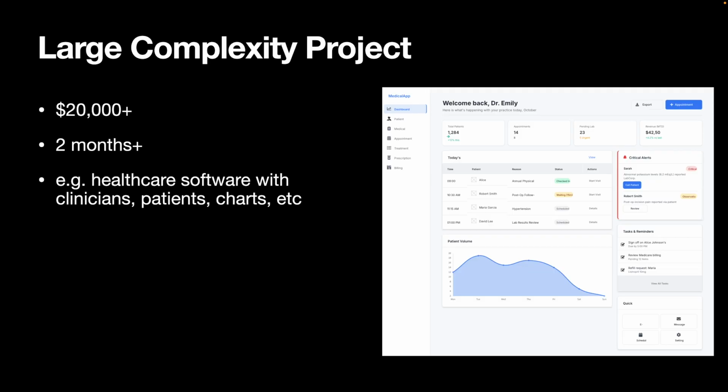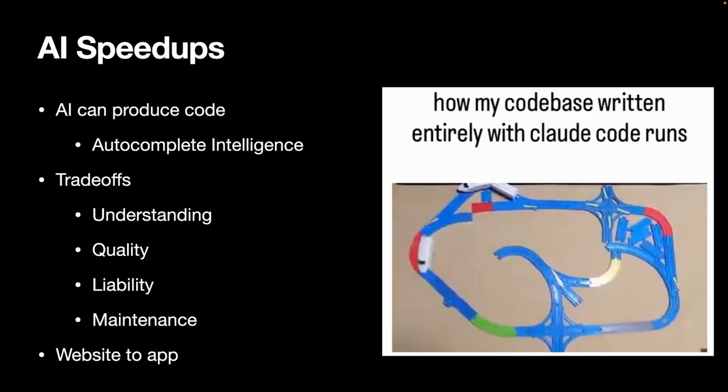For example, this healthcare software, which has clinicians, patients, charts, medical history, appointments, prescriptions, billing. So you can see by limiting the scope of your application, you can really influence how much time and cost it's going to take. Now let's talk about some potential AI speedups.